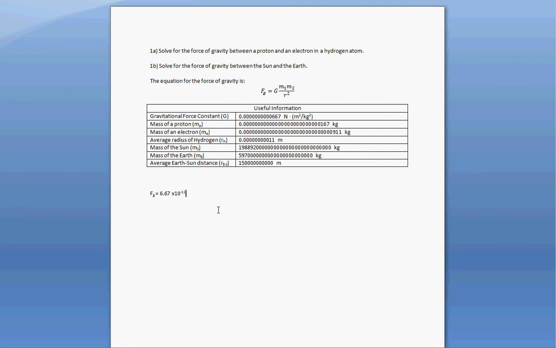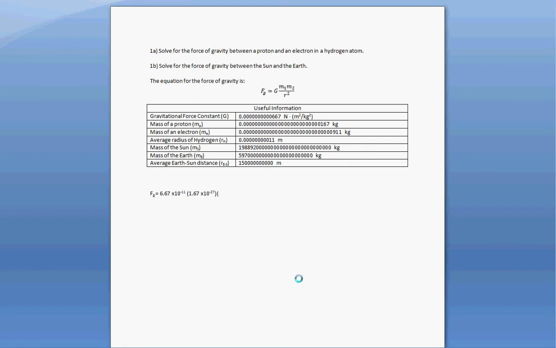Okay. So there's that times the mass of a proton. That's 1.67 times 10 to the negative something. So we have to count from here to there. And if you count all the way through, that's 27 times the decimal is going to move.